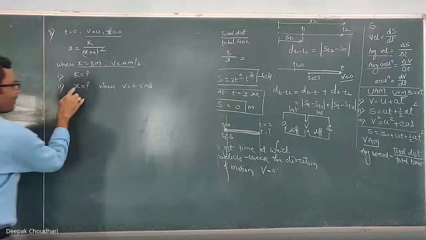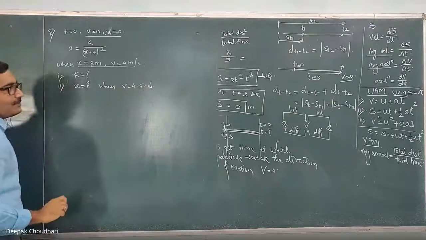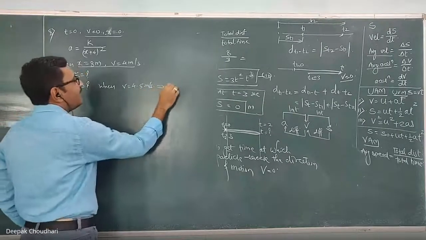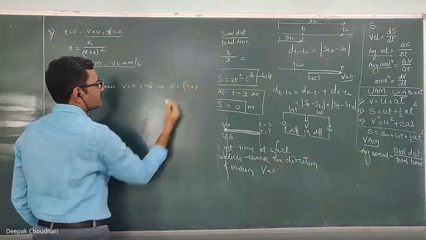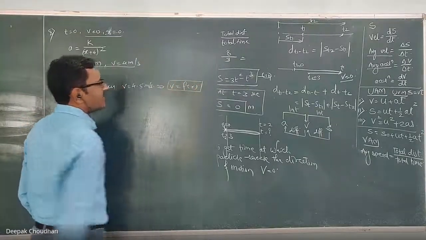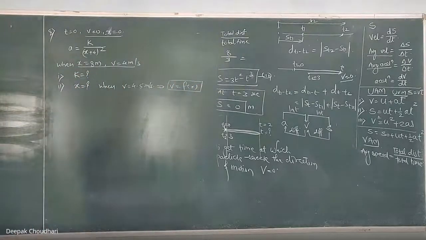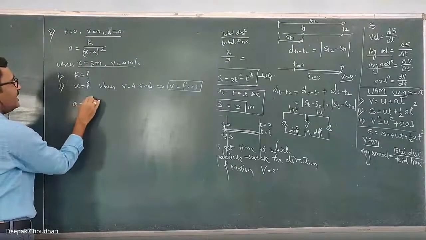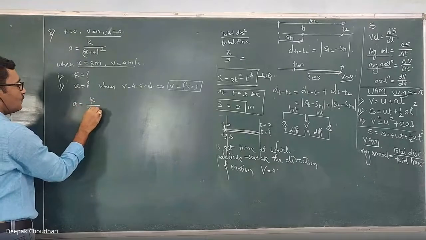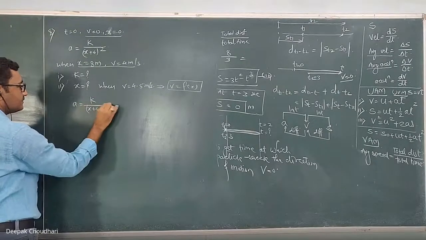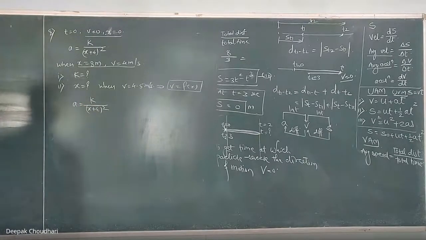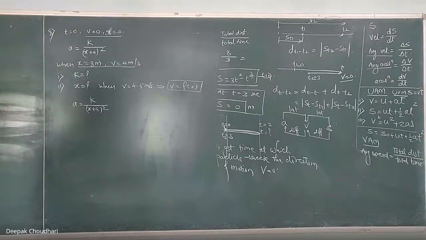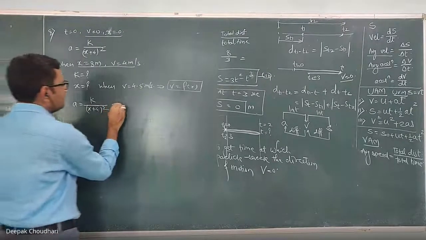Okay. Now we have to calculate the x when v equal to 4.5 meter per second. To calculate this, I require velocity as a function of x. ये टाइप का इक्वेशन लगेगा मुझे, isn't it? Here an acceleration is given as a function of displacement. A is given as k upon (x plus 4) whole square. Now this is the equation number 1.